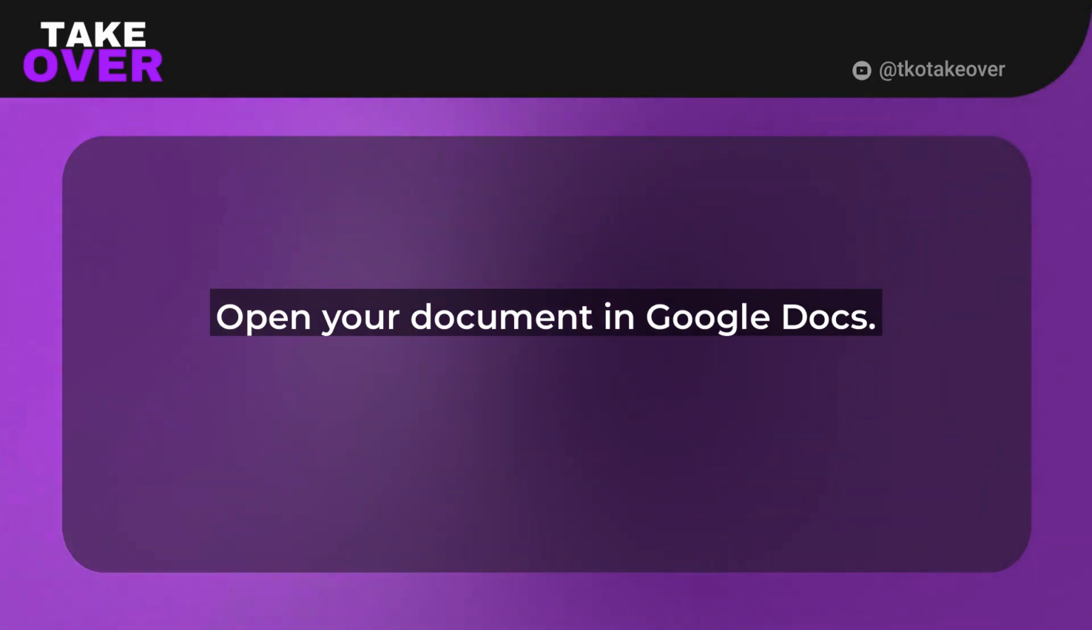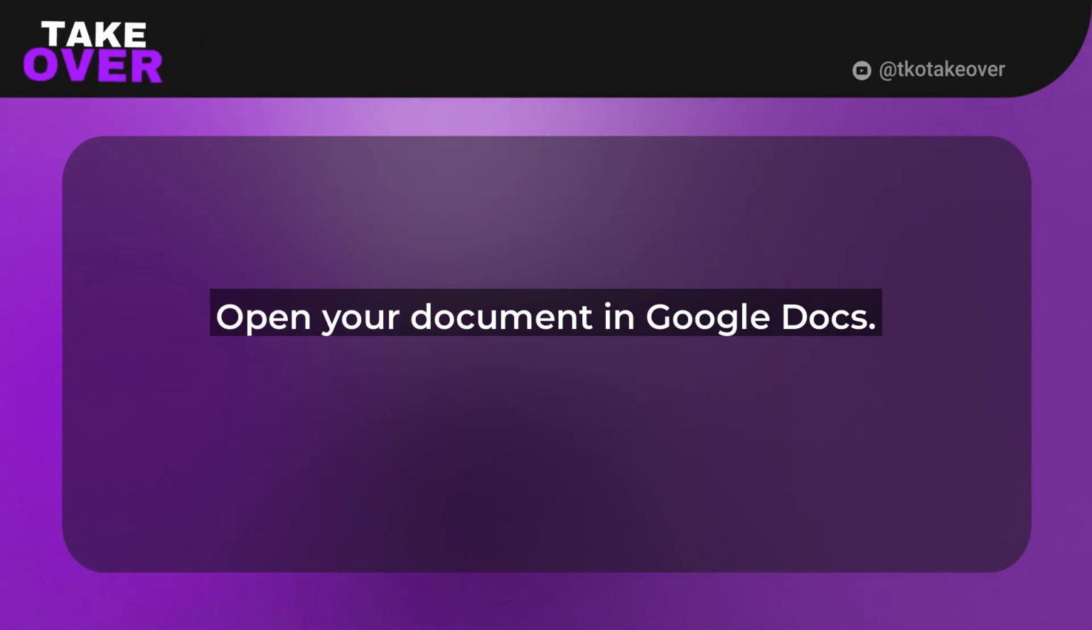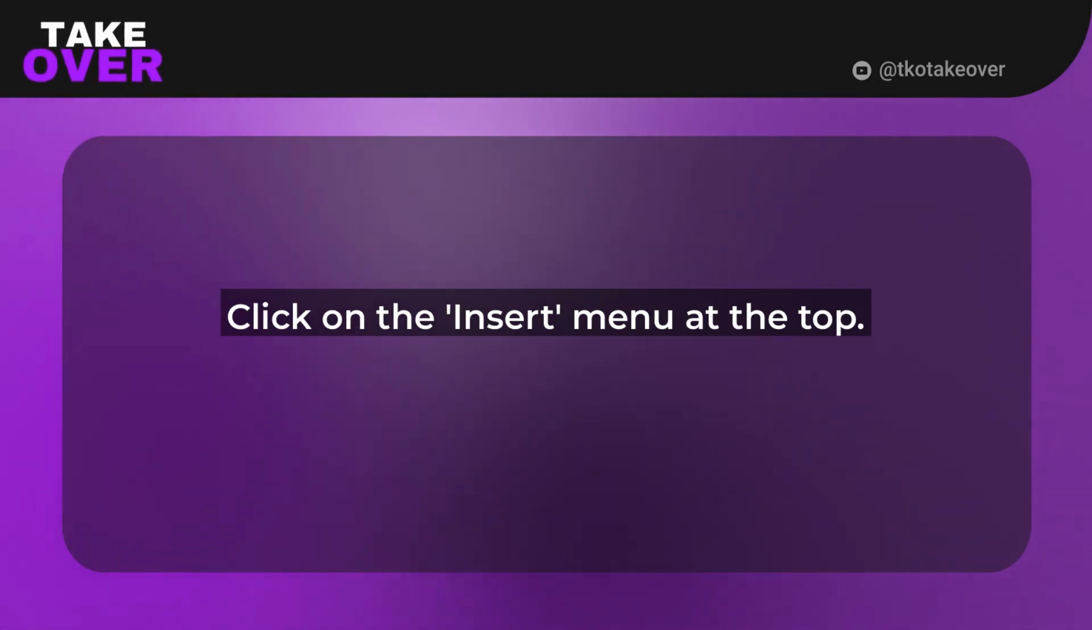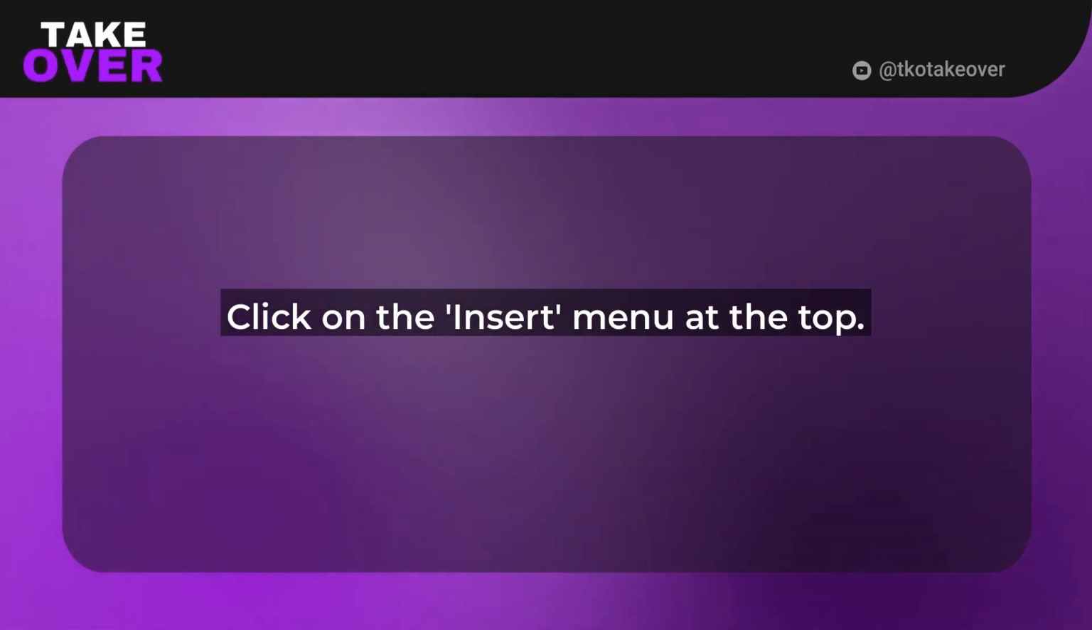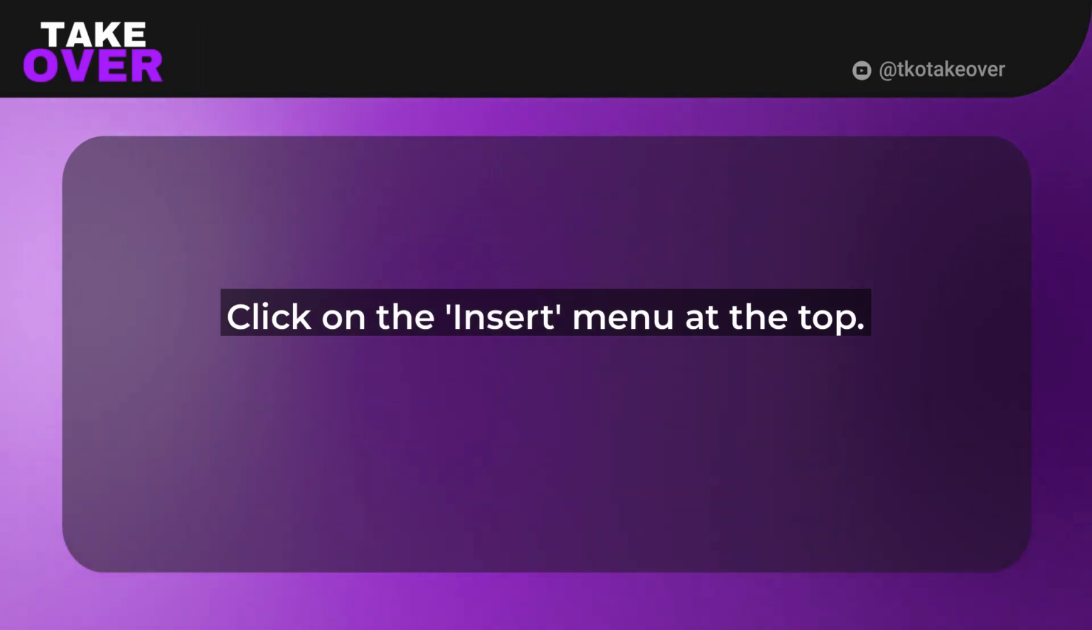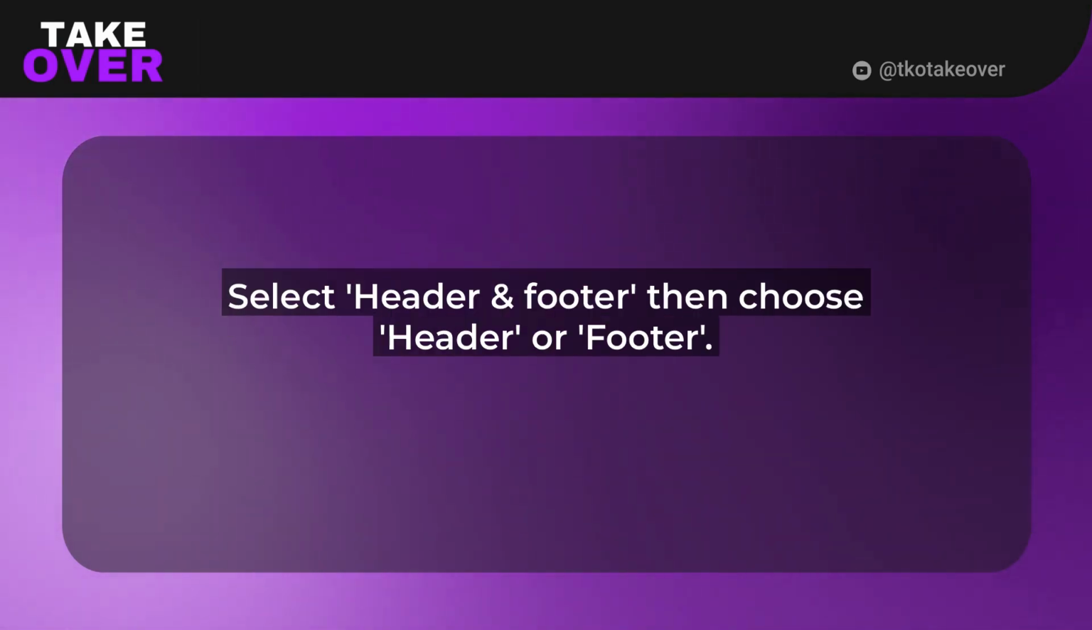few clicks. First things first, make sure you have Google Docs open in your web browser. If you don't have a document ready, go ahead and create a new one. Now, let's get started. Click on the Insert menu at the top of the page. From the drop-down, hover over Header and Footer, and select either Header or Footer. It depends on where you want your page numbers to appear. For most documents, the header is a popular choice.